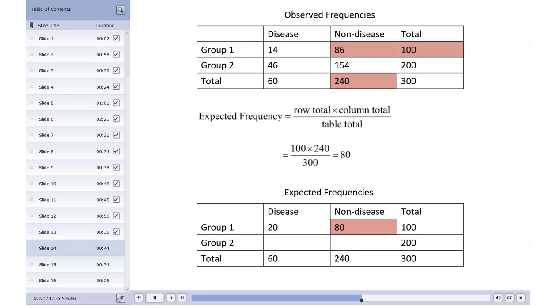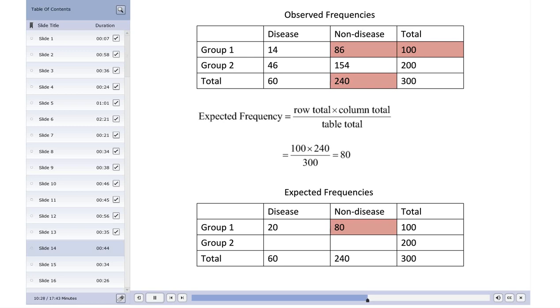Now we're ready to calculate the upper right-hand corner of the expected frequencies table. We just look in the upper right corner of the observed frequencies table that has an 86 in it. The row total is 100, the column total is 240. So we just do 100 times 240 over 300 and we get 80. 80 is going to be the number that we put in the upper right-hand corner of the expected frequencies table.